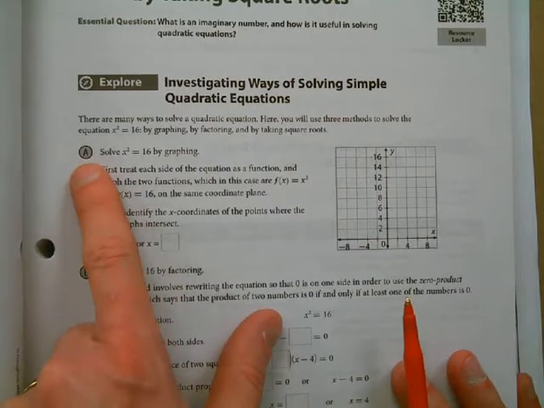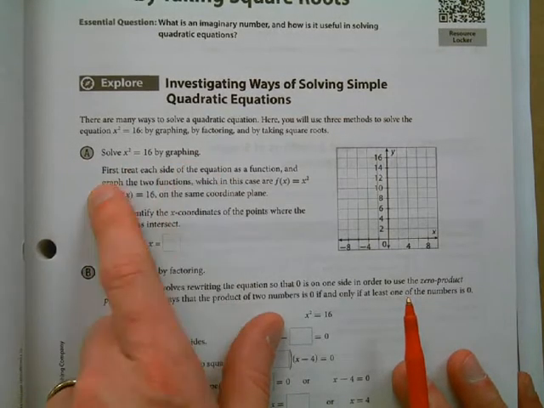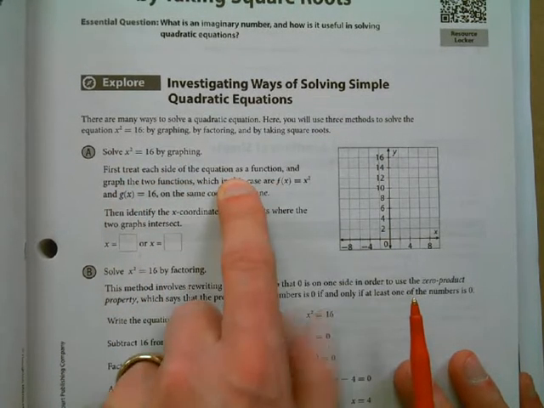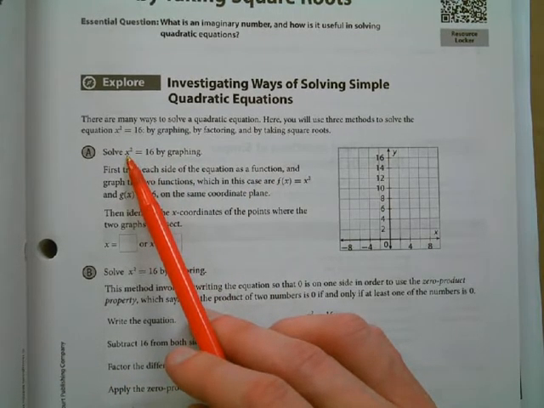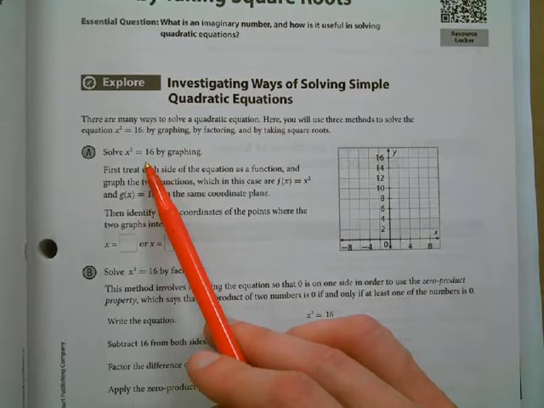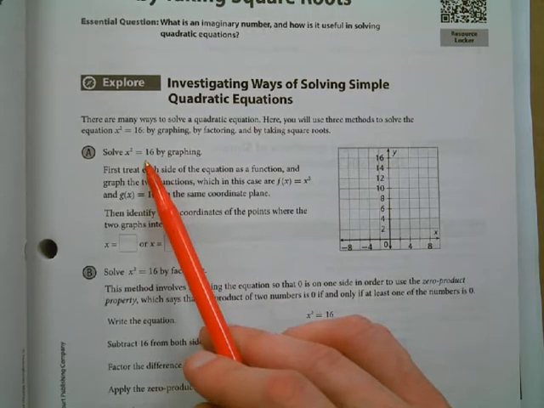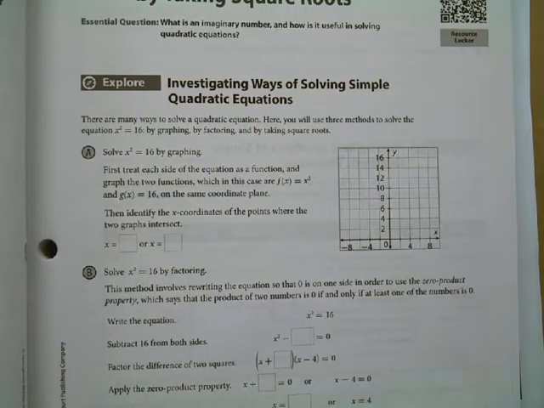We're going to solve this by graphing, and so we're going to first treat each side of the equation as a function. That means we're going to graph x squared as one thing, and then graph the 16 as another thing, and then look for where the two graphs will intersect, right? All right, so let's graph this.